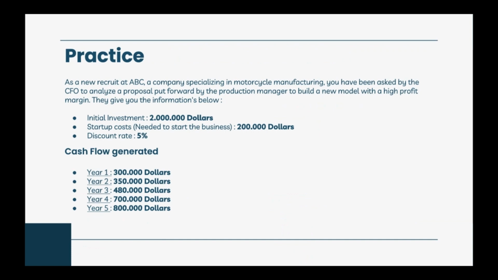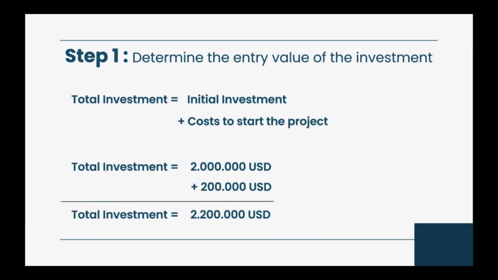Net cash flow for year 1, $300,000. Net cash flow for year 2, $350,000. Net cash flow for year 3, $480,000. Net cash flow for year 4, $700,000. Net cash flow for year 5, $800,000. Discount rate, 5%. So let's start with the first step, which is to identify the value of the investment.